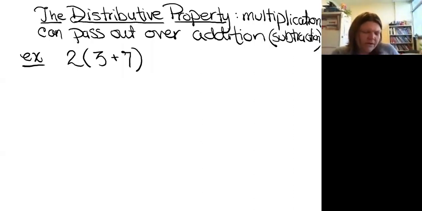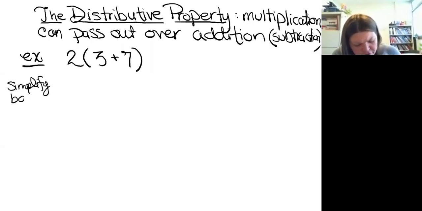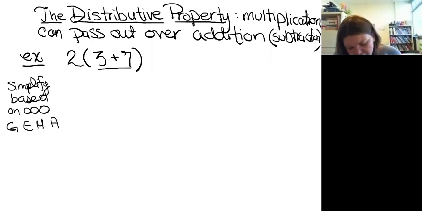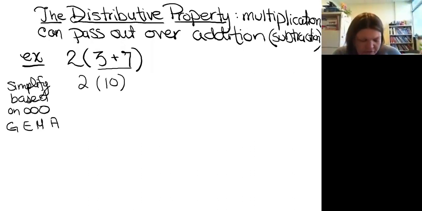Okay. So here is a typical order of operations problem. We did order of operations a few weeks ago. You can go brush up on that video. But you guys know that if I was simplifying this based on the order of operations, I would go ahead and do the 3 plus 7 first. I would deal with my groupings first. So order of operations says groupings first, then exponents, then multiplication, division, then addition, subtraction. So I would do my groupings first. I'd get 10. I'd drop that 2 that I haven't used yet, and then 2 times 10 is 20.